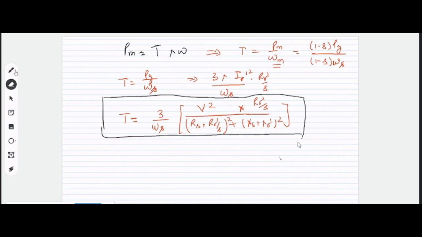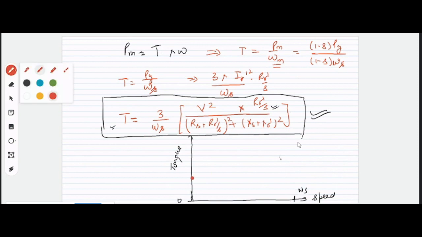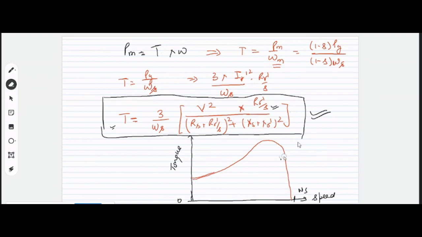So this will be the final expression for the torque. And from this torque you can plot a characteristic between this slip S and this torque, right? If you plot a characteristic, you will get a characteristic like this one, which we call as torque speed or torque slip characteristic. If you put torque over here and speed over here, and if your speed is 0 over here, Ns over here, you will get a graph like this for this expression. Right? You will get a graph like this.